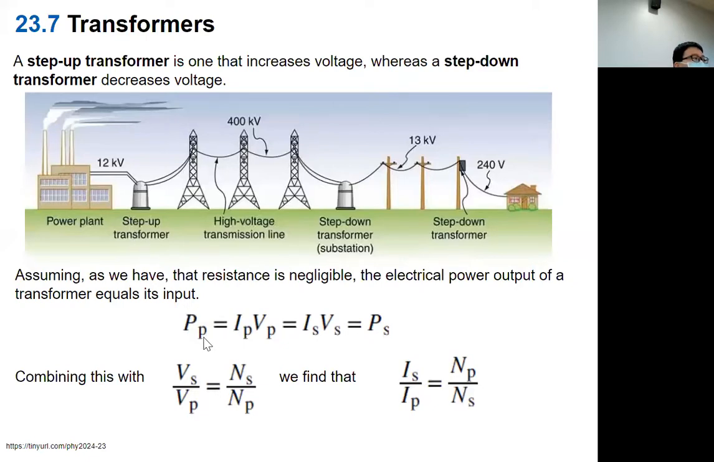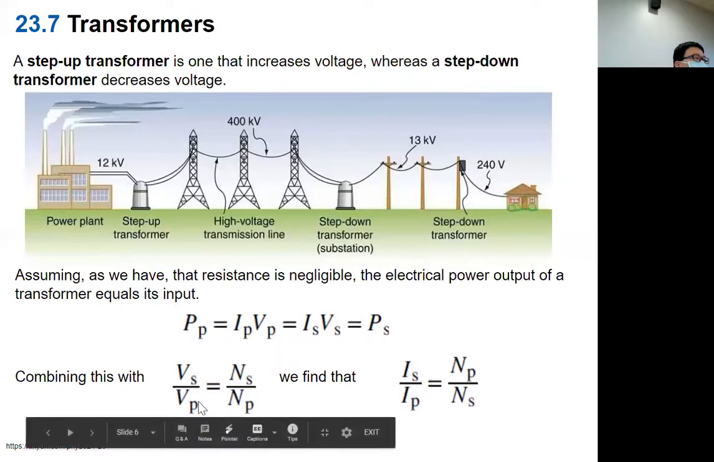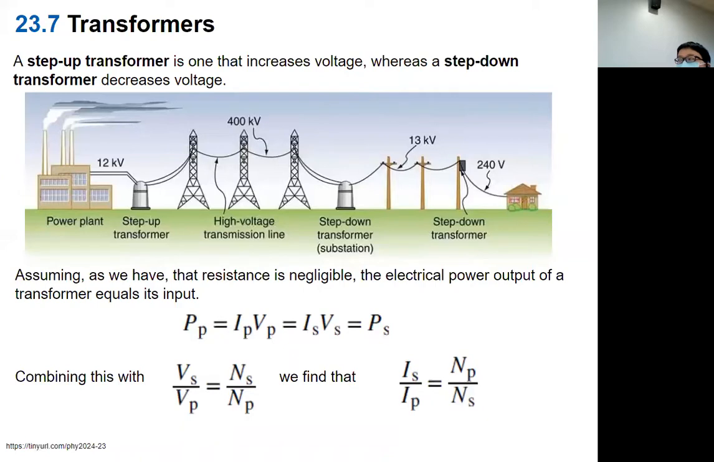In that sense, IPVP will be equal to ISVS. The current in the primary coil times the voltage in the primary coil should be equal to the current in the secondary coil times the voltage in the secondary coil. Combining those, you can get the ratio of what you get out from the two ends of the transformer. The voltage on the secondary divided by the voltage on the primary should be equal to the number of coils on the secondary over the number of coils on the primary coil.